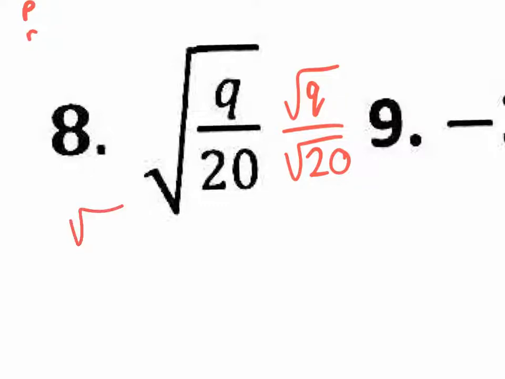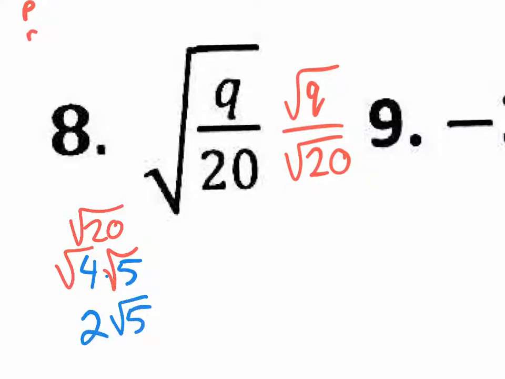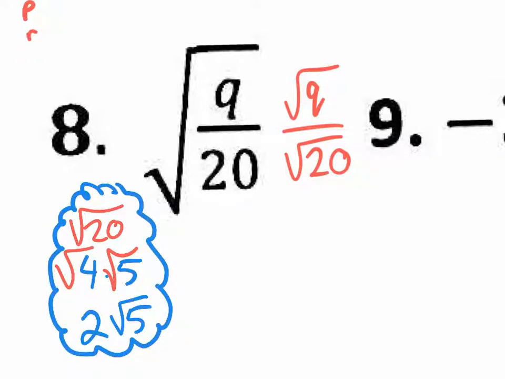So 20 is not a perfect square number. Let me rewrite it right here, the square root of 20. Square root of 20 is not a perfect square number, so you want to rewrite it with multiplication to get a perfect square number. So you're not going to use 2 and 10, you're going to use 4 times 5 because 4 is a perfect square number. So you're going to have 2 square root of 5. So check this out, guys. The square root of 20 is really 2 square root of 5. So I'm going to rewrite the square root of 20 on the bottom as 2 square root of 5.